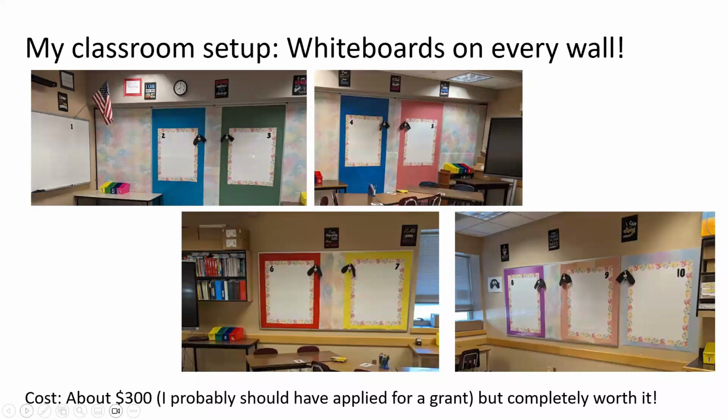So my classroom setup, after reading this book, is whiteboards on every wall. I have 10 whiteboard spaces for 10 groups of 3. It cost me about $300 to do this with my own money. Probably I should have applied for a grant, but it was totally worth it. And I could probably do it for less if I needed to. So the decorative colors were totally optional, and I did that because it was fun.